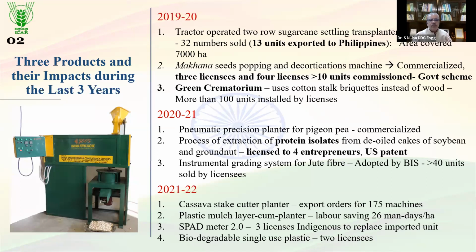New products, that is the process of extraction of protein isolates from deoiled cakes of soybean and groundnut. It has been licensed to 4 entrepreneurs. Here I would like to highlight that our Honorable Prime Minister has been telling most of the time, giving the example of these oilseed cakes, that 100% of our oilseed cakes after animal feed are exported, and then 100% protein isolates are being imported in our country.